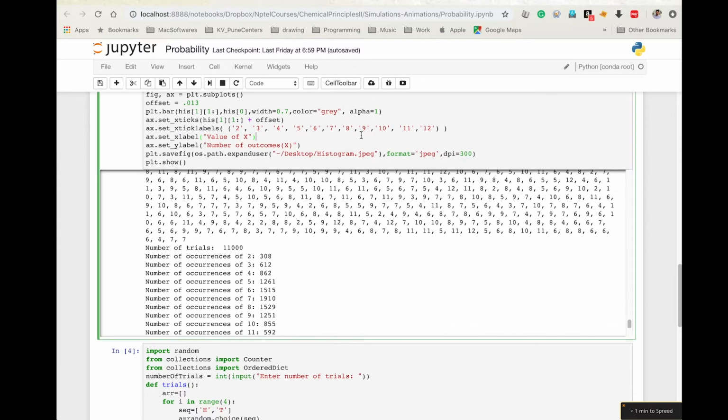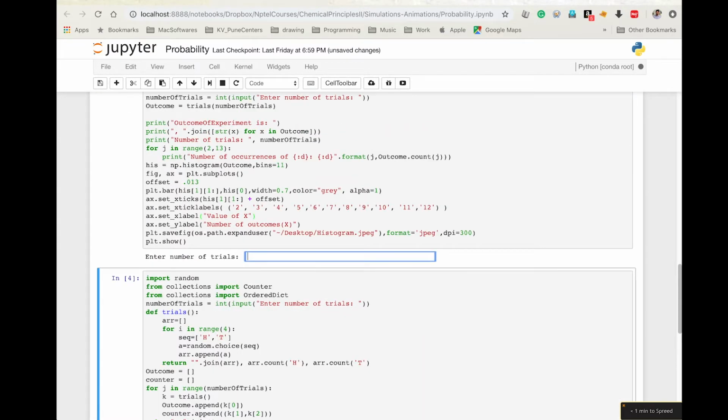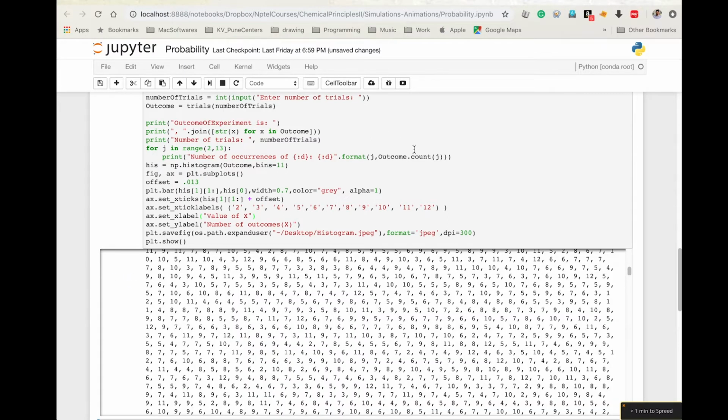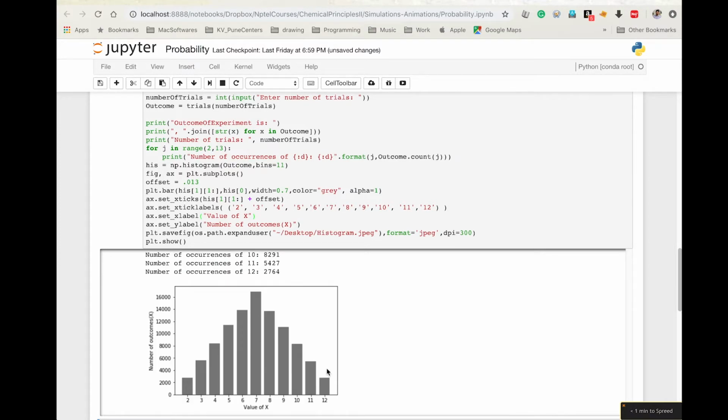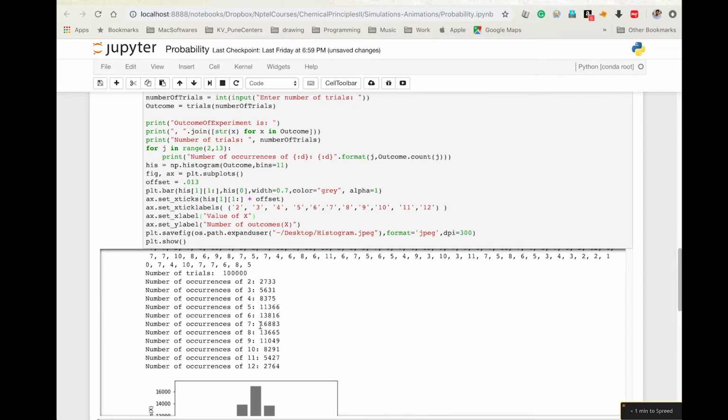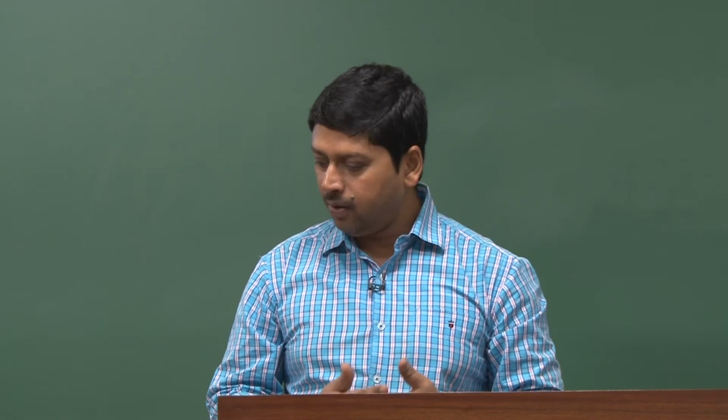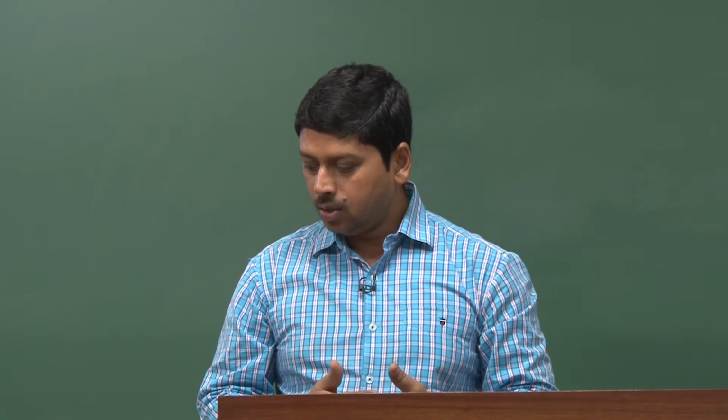In order to get that, we have to run some more. So, instead of 11,000 I will put 100,000, and I got that 100,000 result. If I go down, I can show you the values. 7 came 16,883 times out of 100,000. So, what is the probability? 0.168. We are expecting 0.167, so it is accurate up to almost the third decimal place.